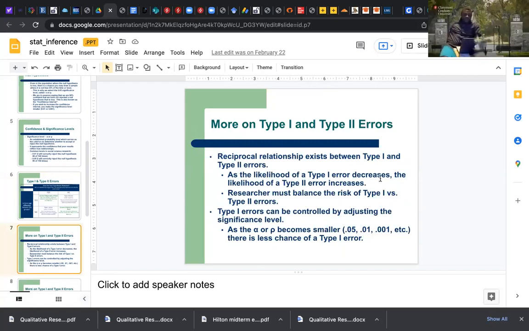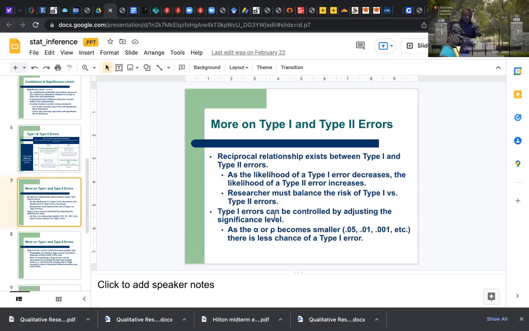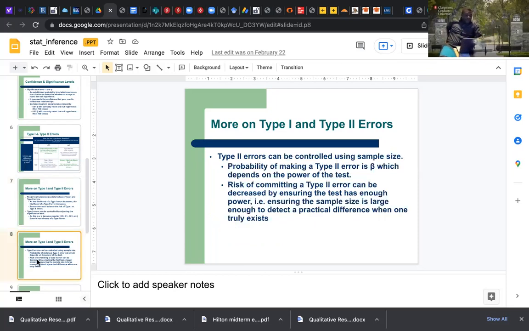The likelihood of type 1 error decreases the likelihood of type 2 error. So the type 1 errors are controlled by adjusting the significance level. To avoid type 1 errors, that's why we usually go for 0.05. And then for type 2 errors, ensuring a significant sample size helps avoid the type 2 errors.